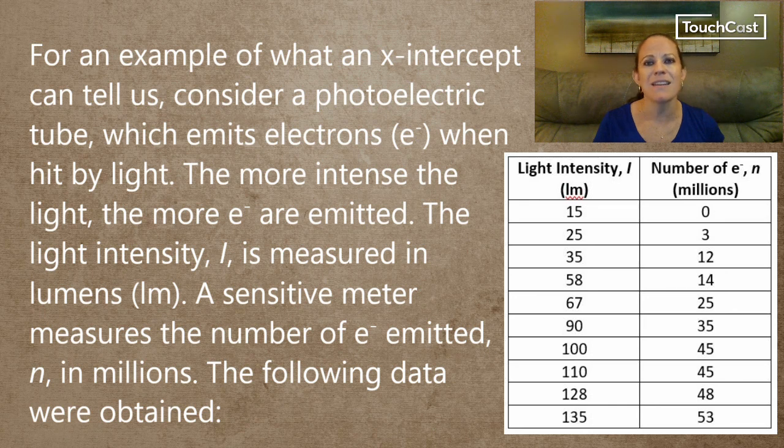So the light intensity I is measured in lumens, which is abbreviated lowercase l, lowercase m. And a sensitive meter measures the number of electrons emitted in millions. And we will use the abbreviation N for our number of electrons. And the following data were obtained for this experiment.